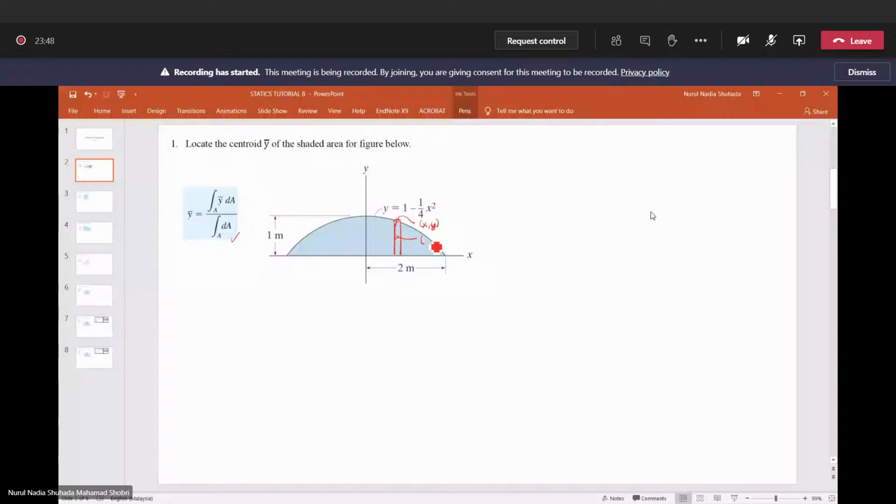So this is a rectangle. As we know, a rectangle is a common geometry. So to find the center of the rectangle, we just have to divide by 2. So that means y at the center is actually y divided by 2. Okay, so this is all you guys need.